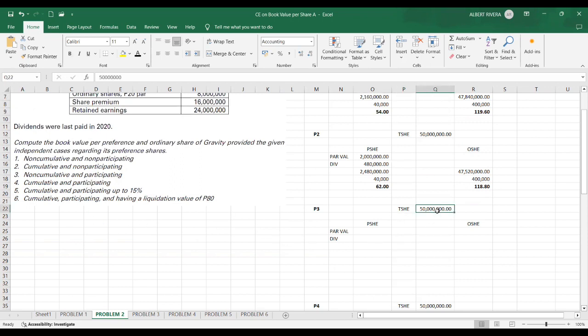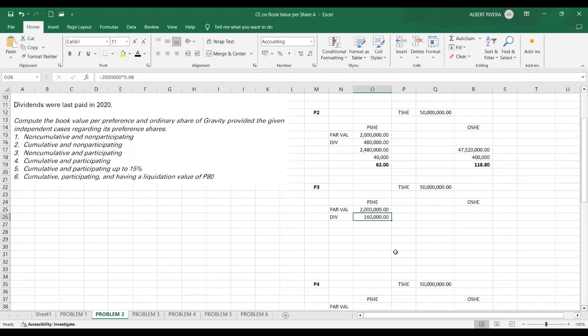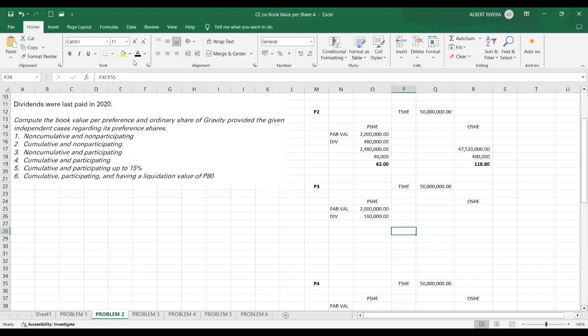So this is 50 million. Walang liquidation value. So provide the par value of 2 million pesos. Will we give dividends and how much? This is item 3, non-cumulative, so provide 1-year dividend. So this is 2 million times 8% times 1 year. And this is 160,000. And since item 3, may participation na, the objective now is to compute for the excess.